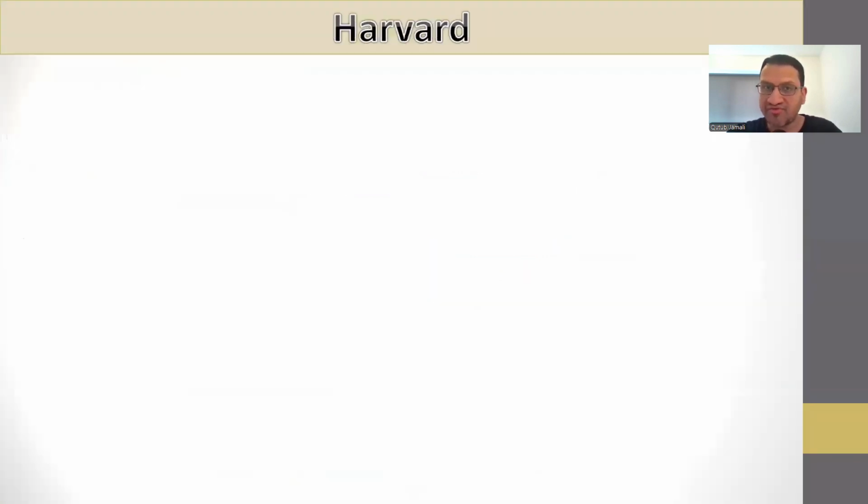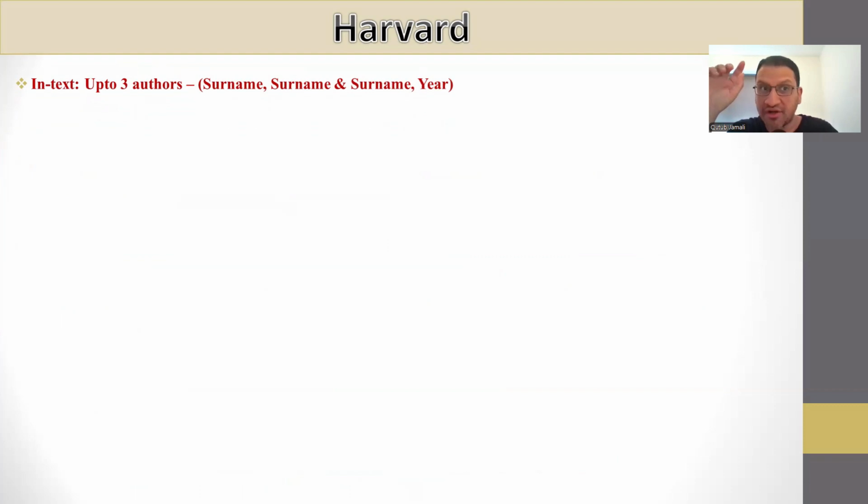The other commonly used referencing style is Harvard. Now here there is a difference between Vancouver and Harvard. In Vancouver, when you're doing an in-text reference, you're putting numbers, but when you're using Harvard, then you're putting the surname and the year of publication. So there is a difference there.